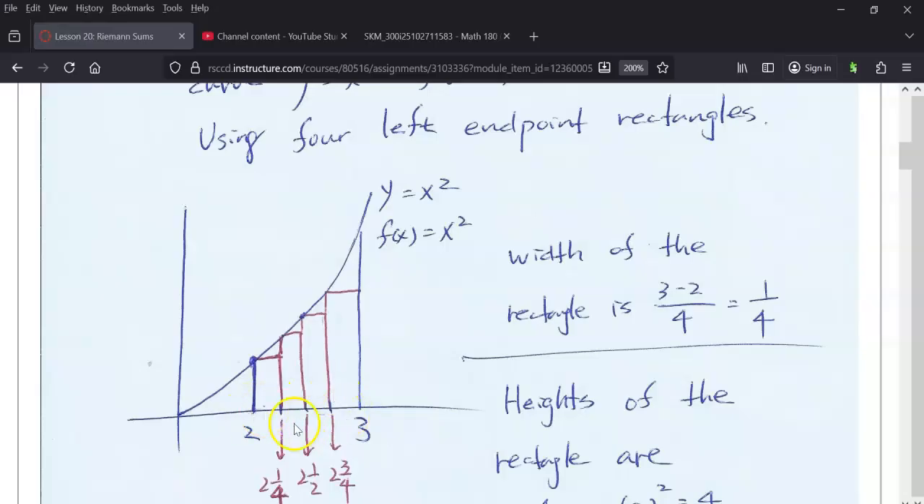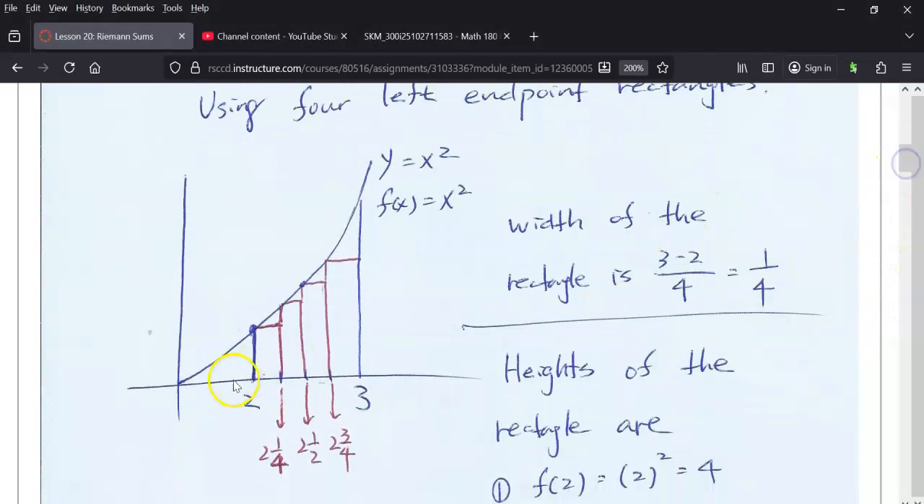Now, we know the width. The width is 3 minus 2 divided by 4, since we want to use 4 rectangles. So each one of these is 1/4. Therefore, we can figure out the x coordinate for each one of these places. Starting at 2, 1/4 later will be 2 1/4, 2 1/2, 2 3/4, and 3. So now we have these markers here, and each rectangle has a width of 1/4.